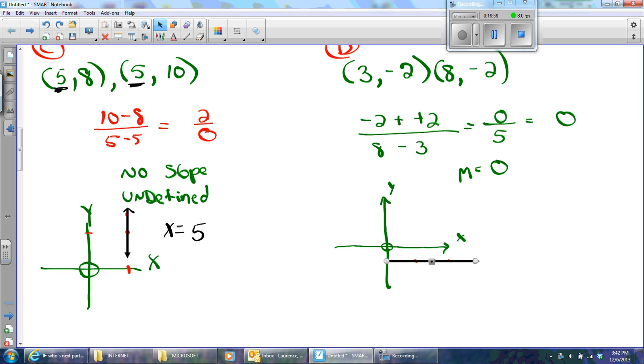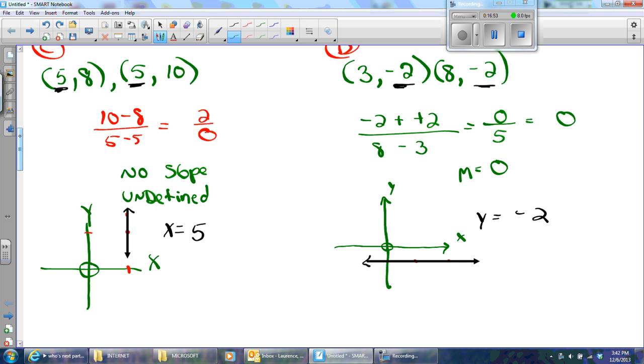So, there we go. And the equation of that line would be y equals, I wonder what y should equal. Looks like it's always going to be -2.